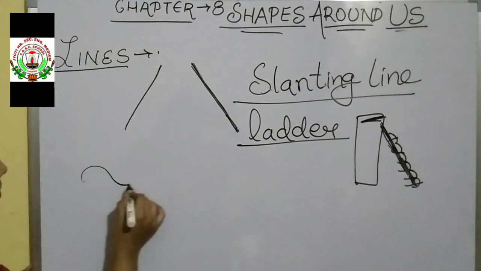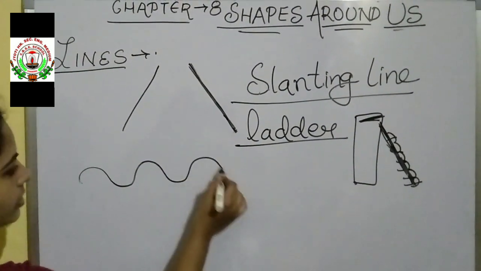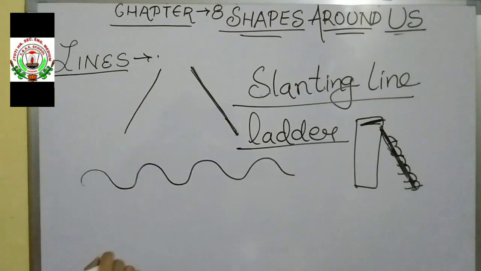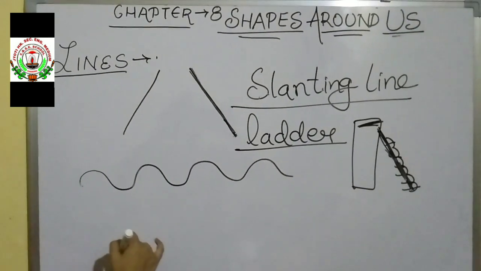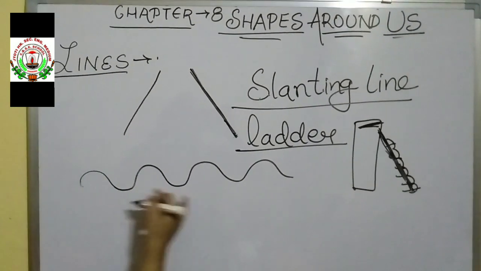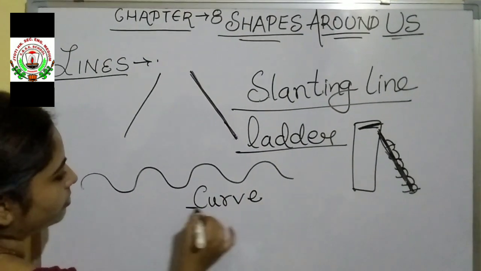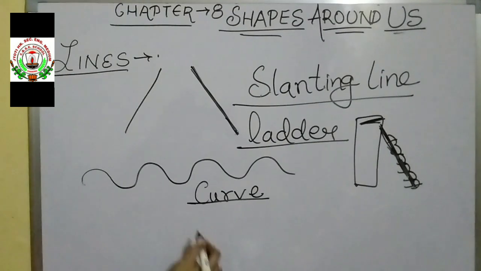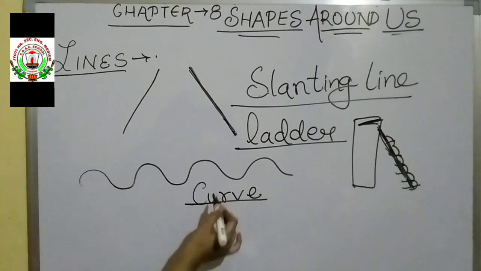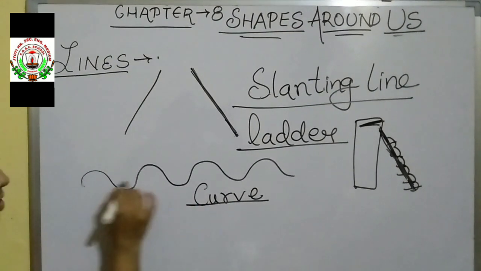See another figure I am drawing like this. What can you say about this, children? Is this a straight line? No, not at all. This is not a straight line. The figure which I made here is called curve. C-U-R-V-E. This is called curve. This is not a straight line.